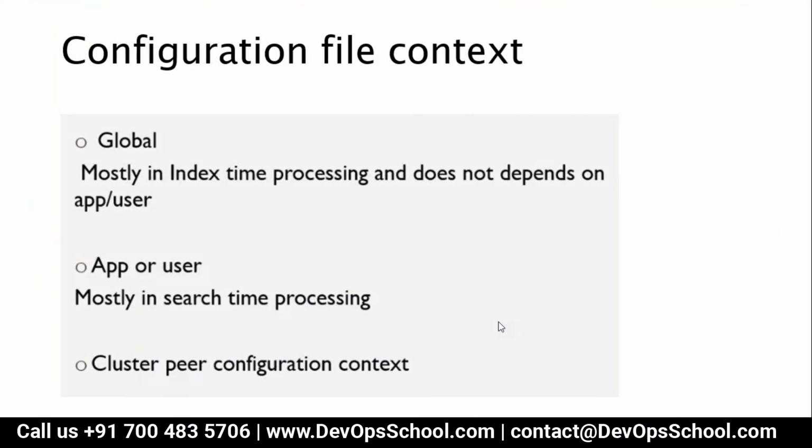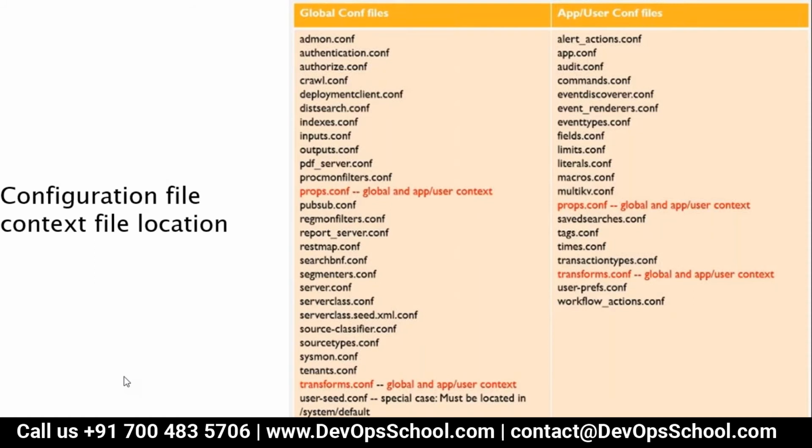So guys, these are the important files. Now, context is a global, app or user, and current peer configuration context. When you set the configuration at the global level, it is mostly used in index time processing and does not depend on user or app. But when you set it at the app or user level, it is mostly in search time processing. Remember, whenever you declare a configuration, I discussed and taught you index time processing, search time processing also, and cluster peer configuration context also.